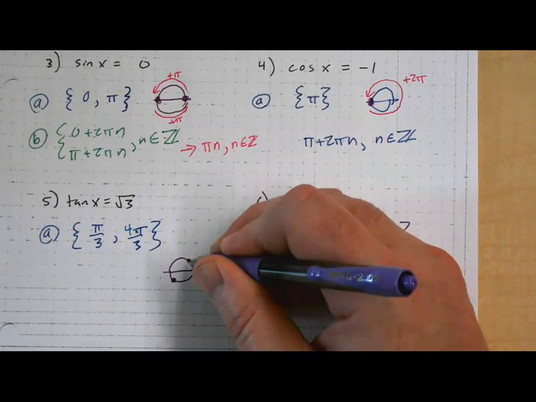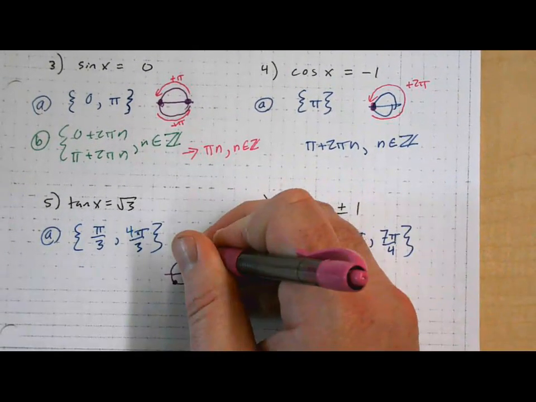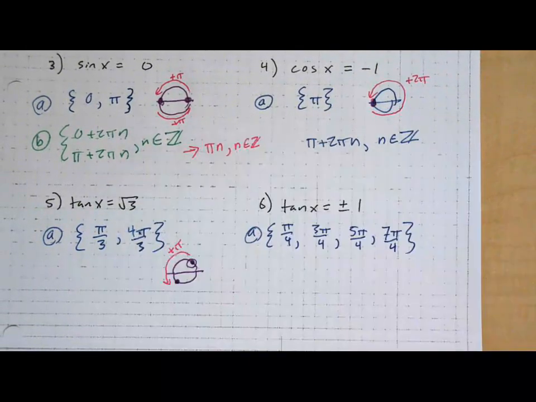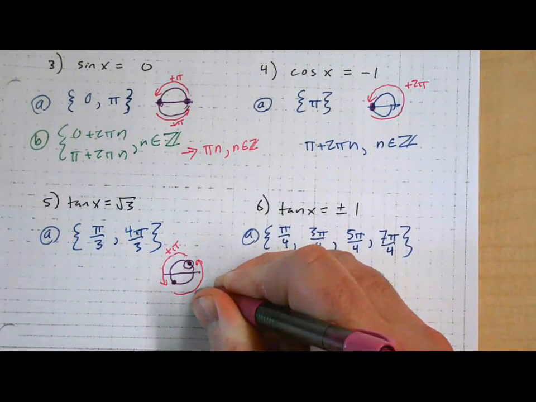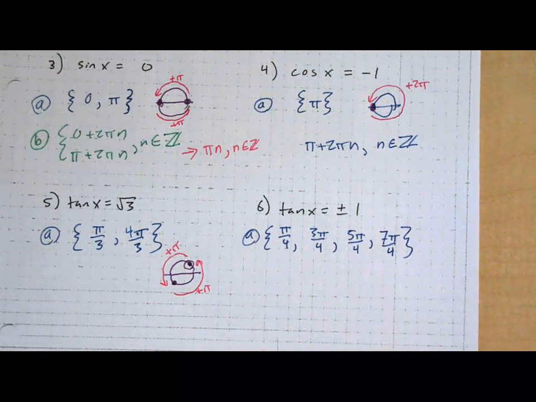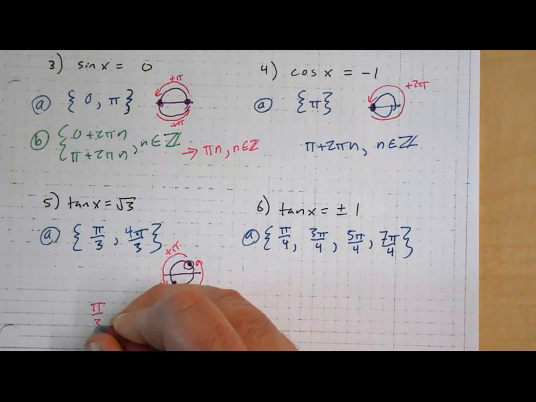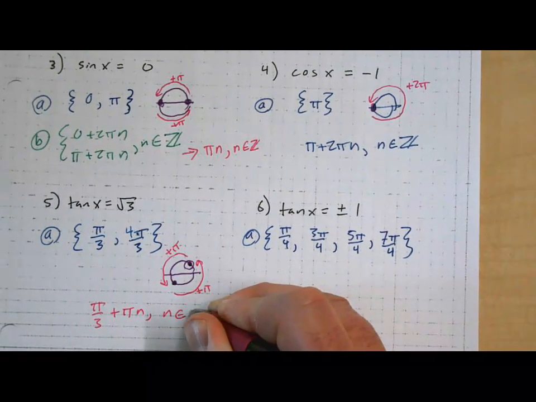So I could just start at this pi over 3 and rotate around a half a circle. What did I just add there? Plus pi. And then if I kept rotating another half circle, I'd get back to that spot again, and then I could just keep doing plus pi, plus pi, plus pi, plus pi. So the simpler solution to this one would be pi over 3 plus pi n, where n is an integer.